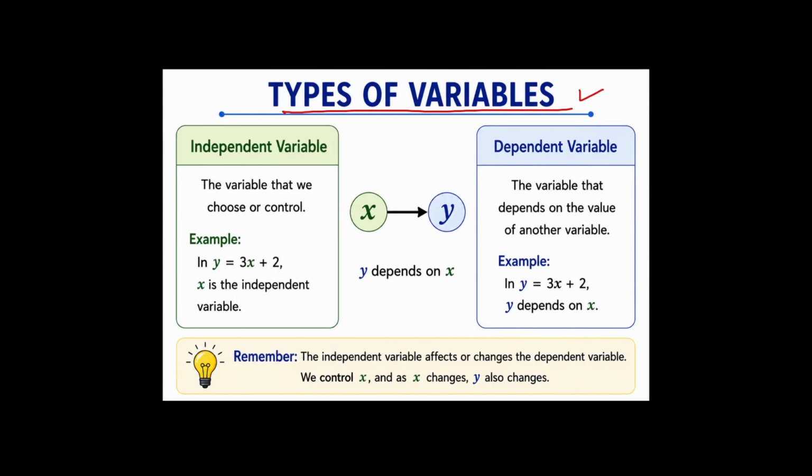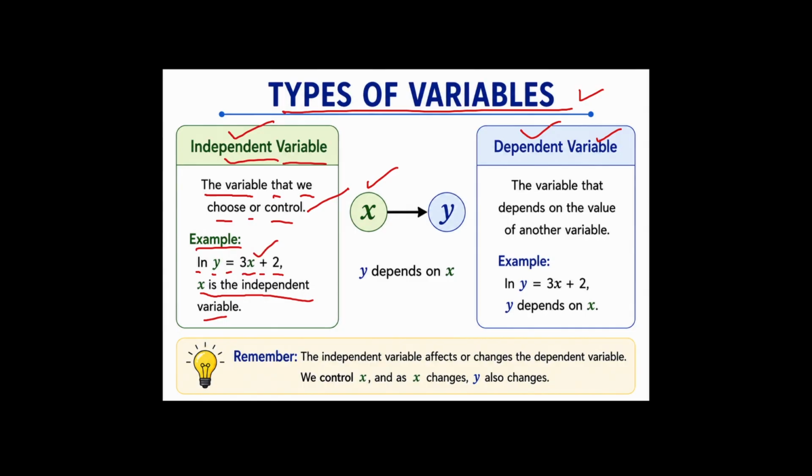Types of variables. There are two types of variables: independent variable and dependent variable. The independent variable is the variable that we choose or control; whatever value we give to that variable, we are independent. Example: in y equals 3 times x plus 2, x is the independent variable.